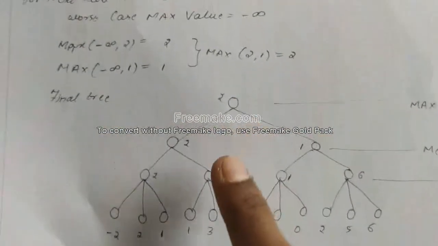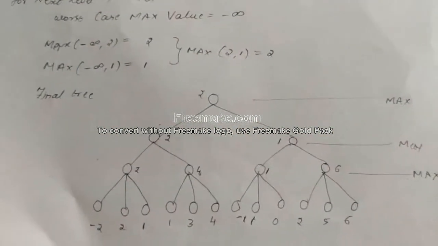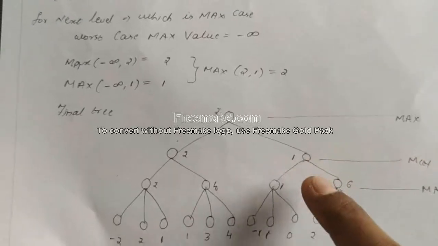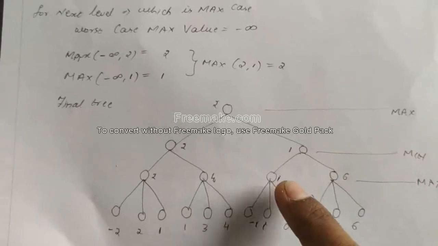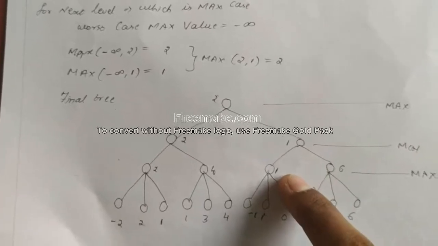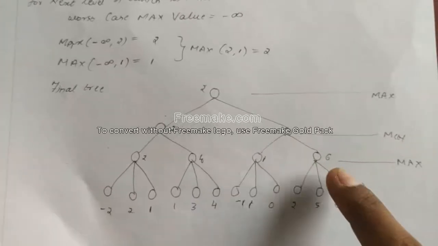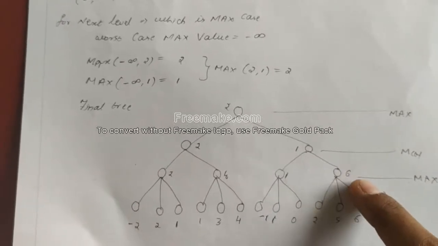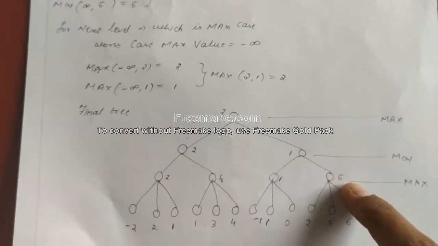The same applies for these sets of values also. The minimum of 1 comma infinity gives you, obviously, 1, since 1 is the minimum. And the min of 6 comma infinity gives you 6.